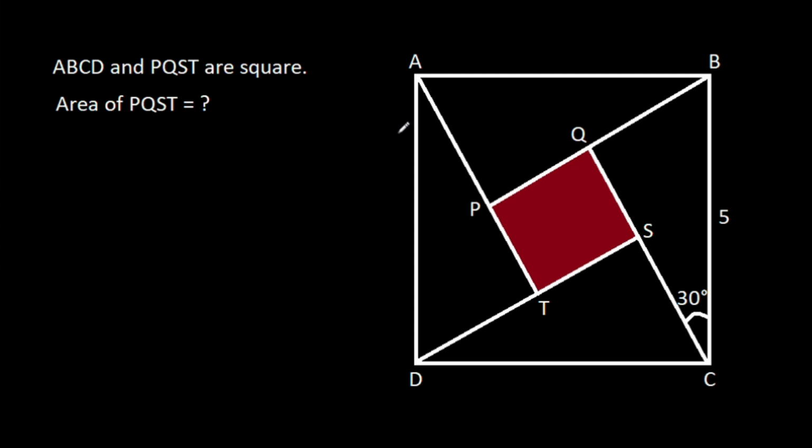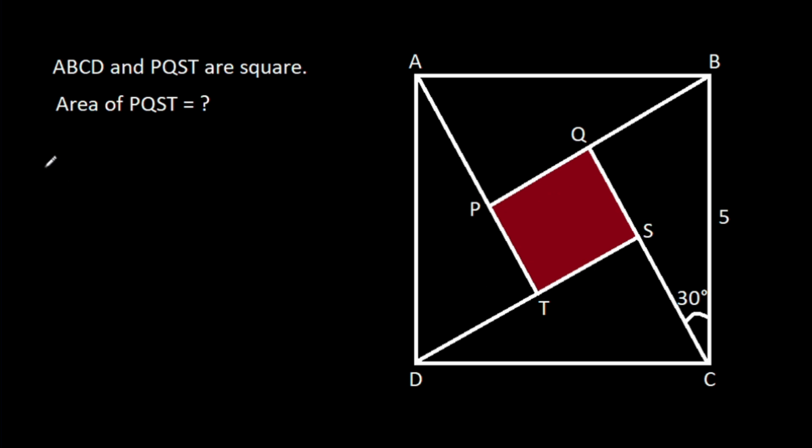In this video, we have been given that ABCD and PQST are squares and angle BCQ is 30 degrees and BC is 5. Then we have to find the area of PQST.